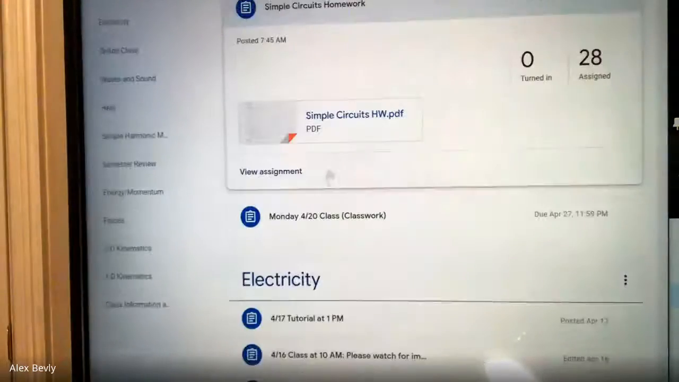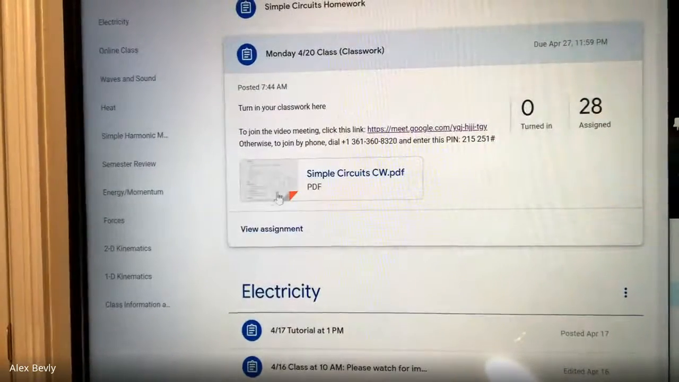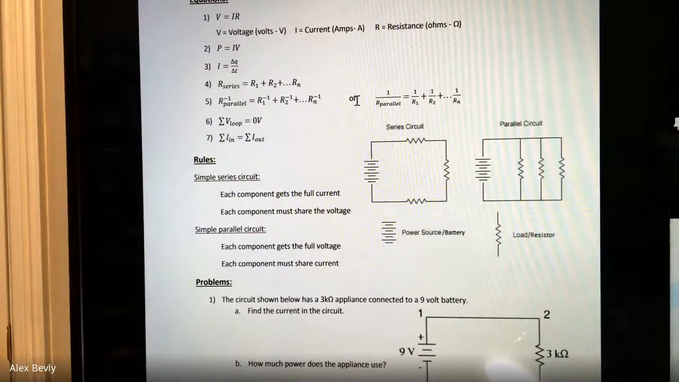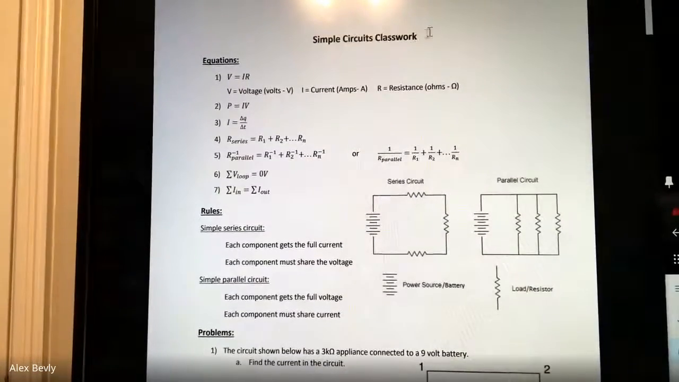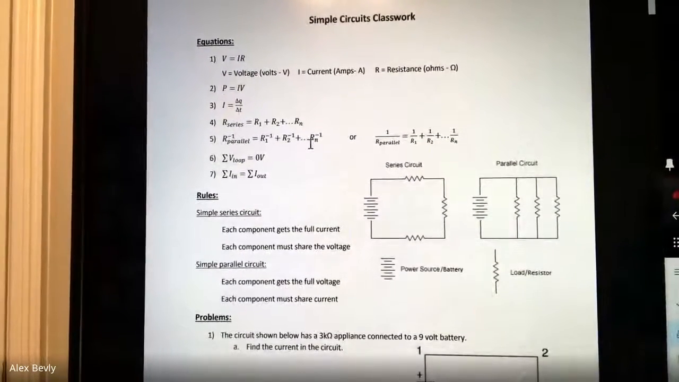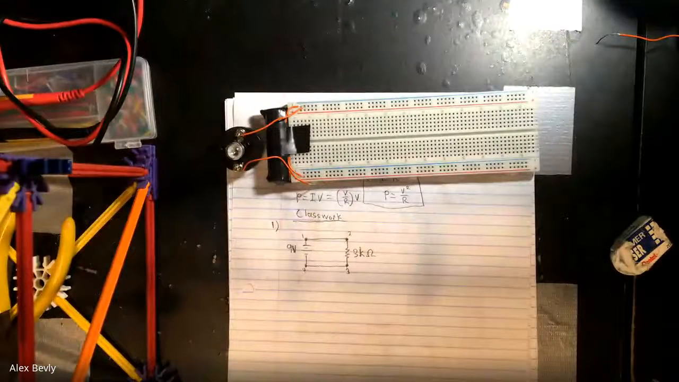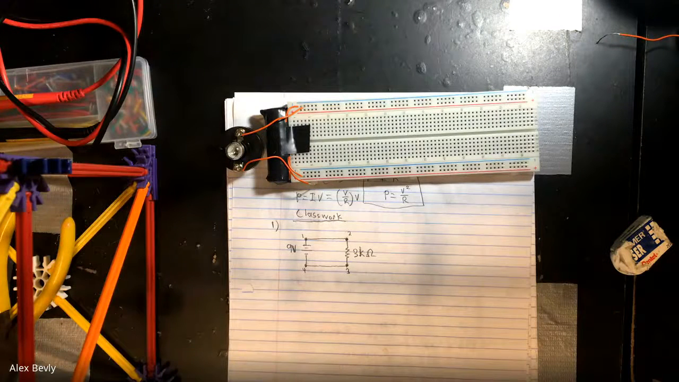So right now we're looking at the Monday 420 classwork. Simple circuits classwork is what we're looking at right now. Yeah, they look similar on purpose because they are very similar. So these are going to be two separate grades. This will be like an entire week's worth of grades as these two assignments, right, because I can give you two assignments per week.